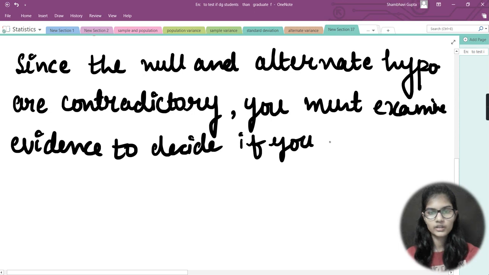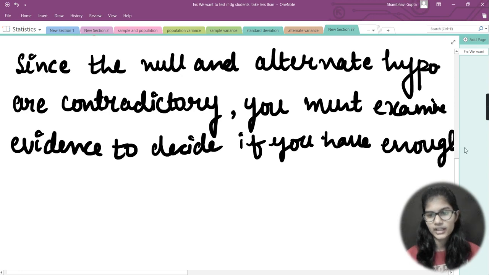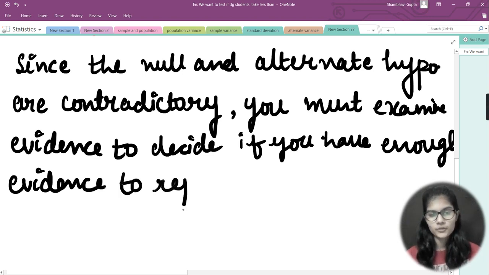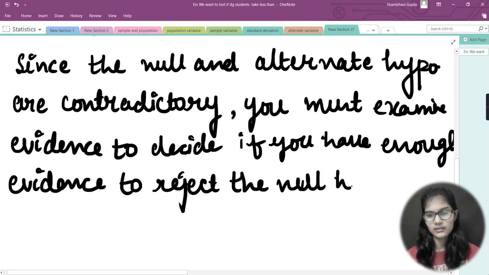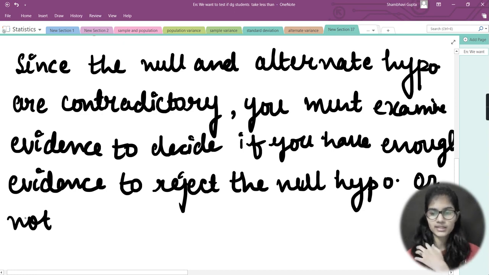enough evidence to reject the null hypothesis or not. This is what you need to decide after you have got the null hypothesis and the alternate hypothesis values: do you have proper evidence to reject the null hypothesis or not, right?